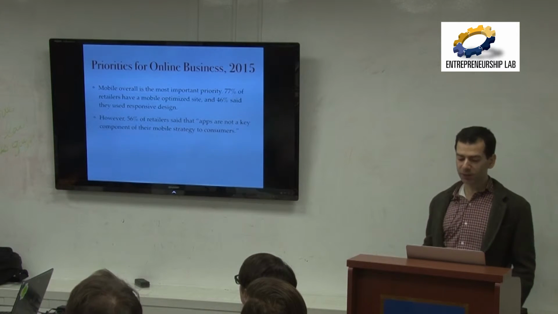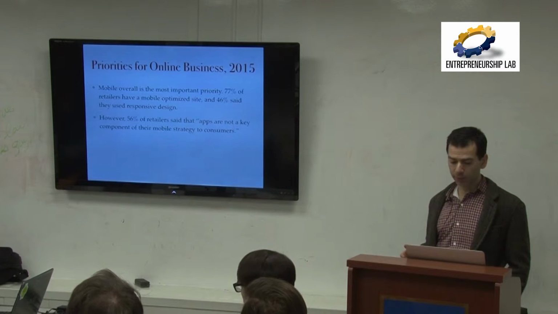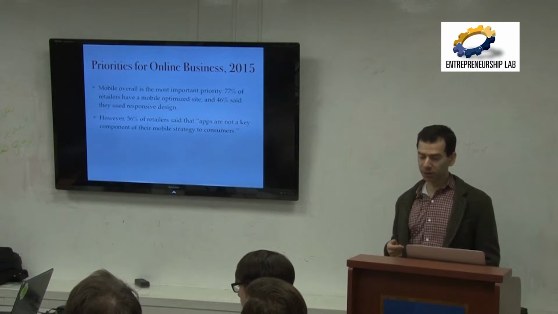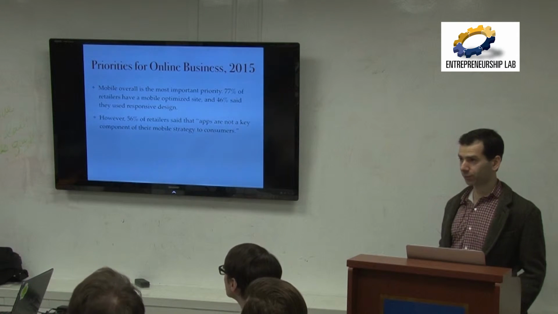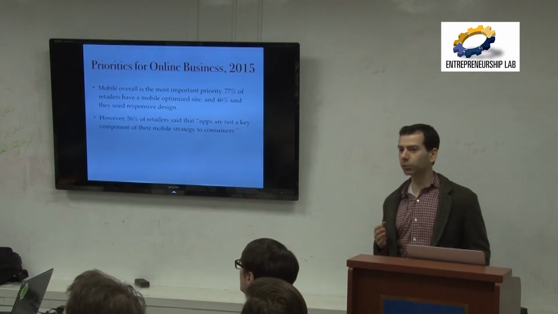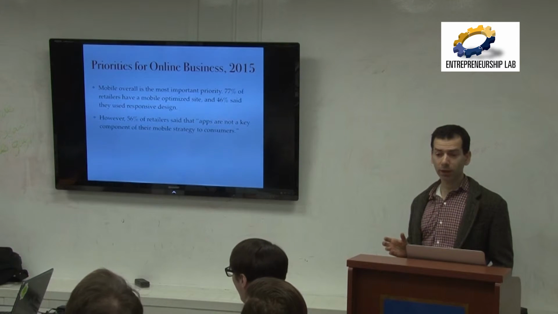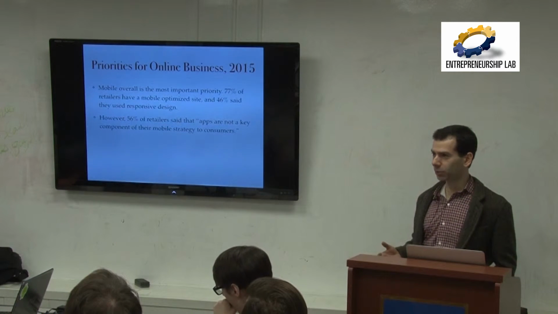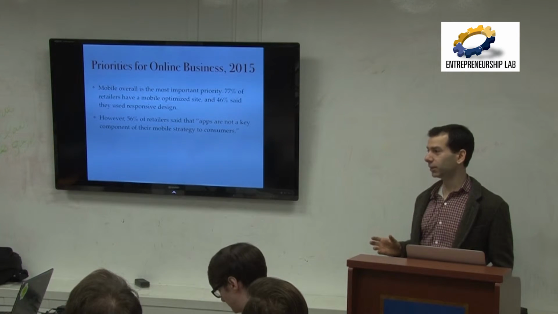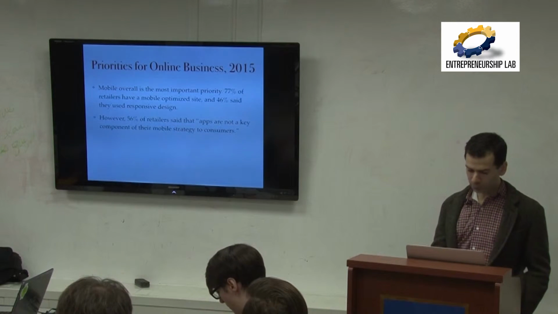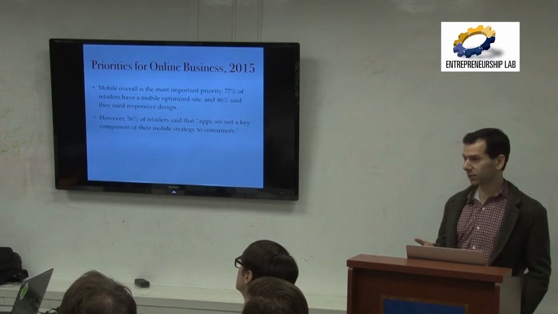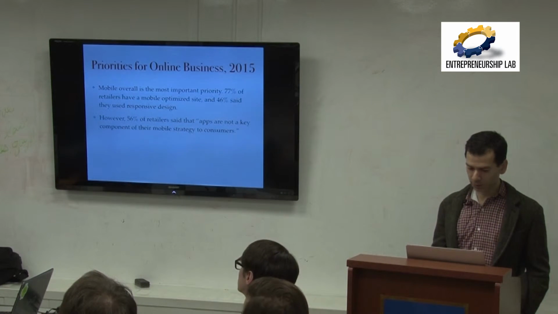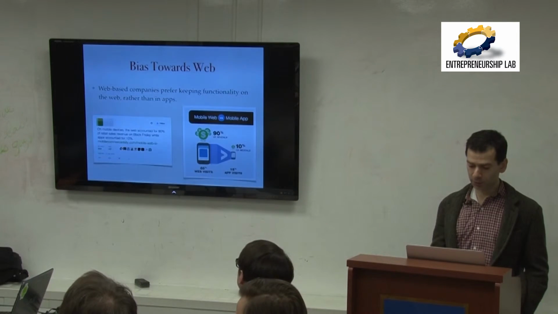So 77% of retail said they had a mobile optimized site. 46% said they used responsive design. But interestingly, 56% of retailers said that apps are not a key component of their mobile strategy to customers. If you think about it, you have to work pretty hard to get your app on someone's phone. You have to be a part of their routine almost. You have to be very highly valued by them. So a lot of businesses just don't get to that level. Amazon, of course, has a fantastic app, so it gets used a lot, gets installed a lot.